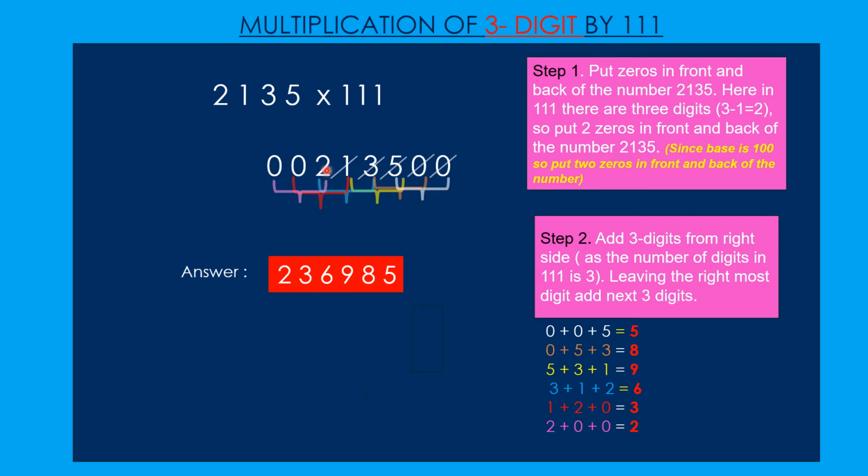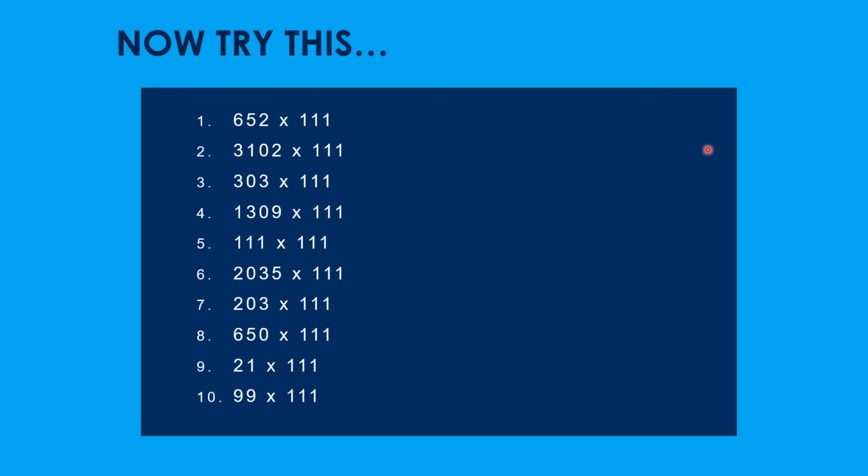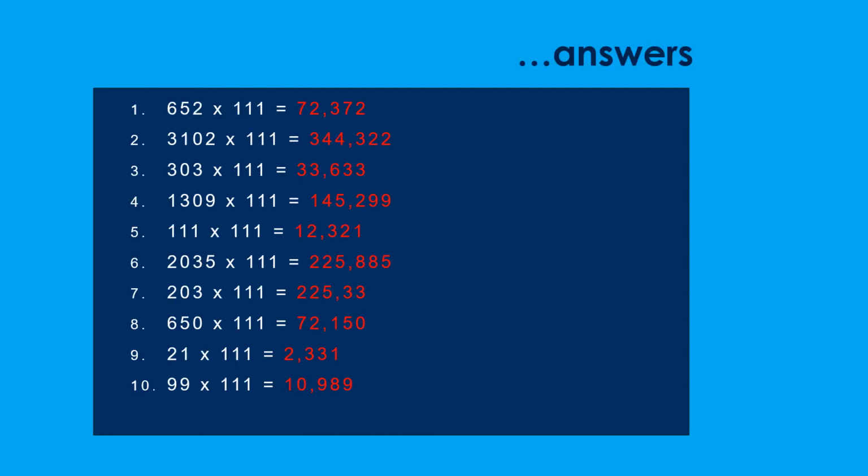I think I missed out on this one. So you leave 3 and then you add 1 plus 2 plus 0, which is 3. You write down 3 and then you leave 1. You add 2 plus 0 and get 2. So this is your final answer. But you have to make sure you're adding 3 numbers at a time from the right hand side. So that was the example of 4 digits with 111. And I have a few problems for you to practice. So just practice and check your answers here.